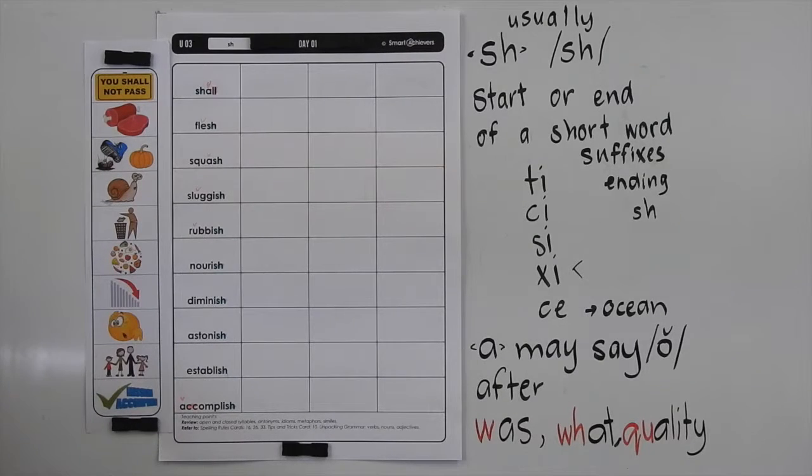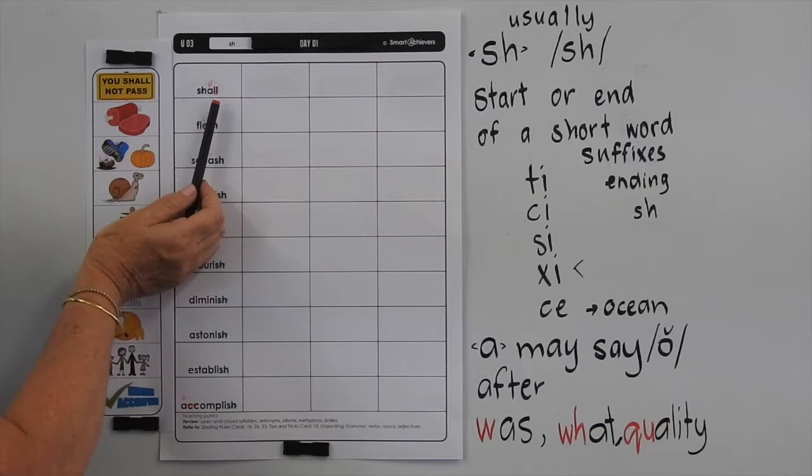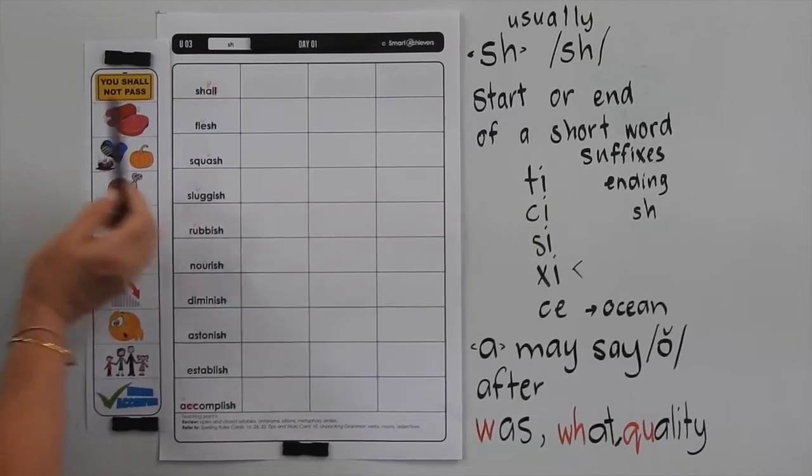Now let's go through and have a look at what each of these words mean. So shall indicates future tense, and it's used to express a strong intention. So you might hear the idiom on occasion, speak of the devil and he shall appear. So you'd have to think about what that means.